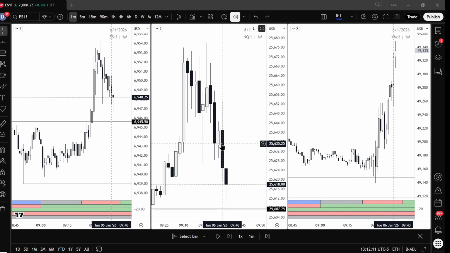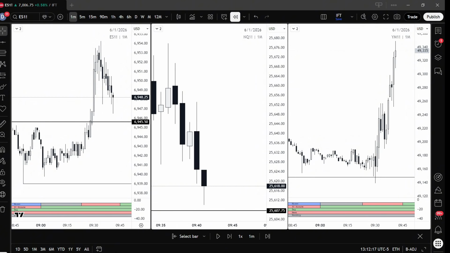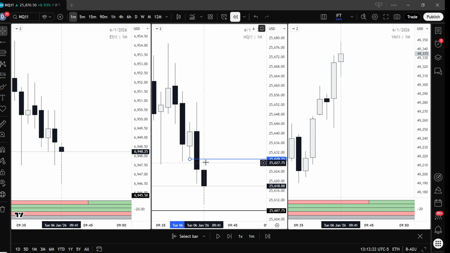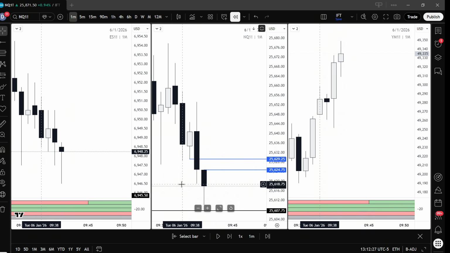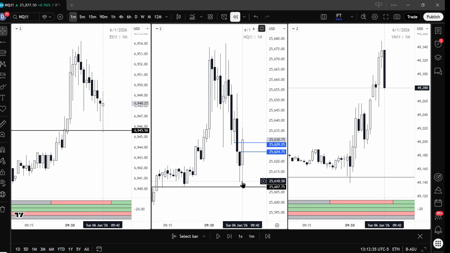So I can see that on NASDAQ we formed our first fair value gap, right? So I'm going to mark that right here. And we're getting very close to that level as well. So let's see. And we get so close to it.